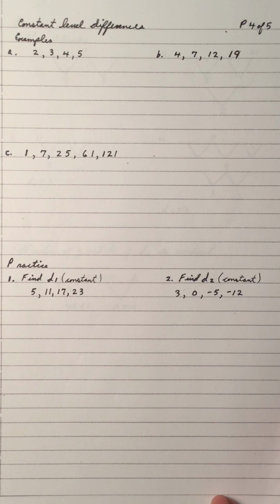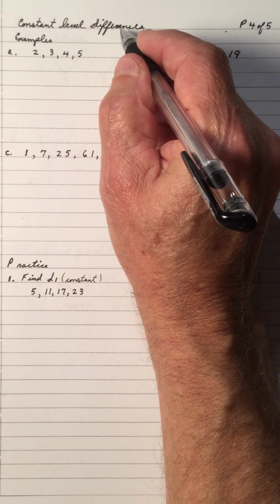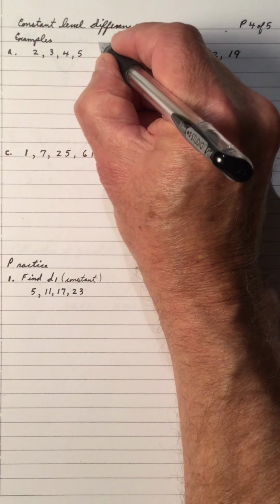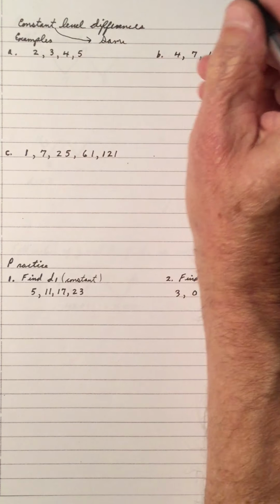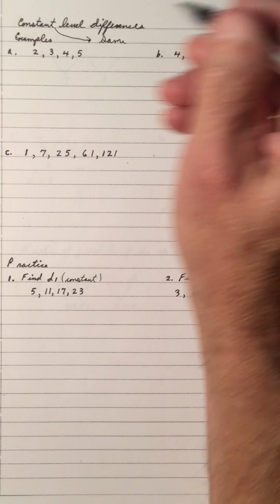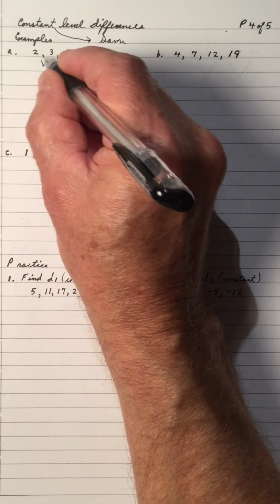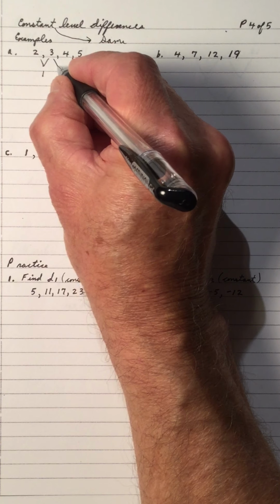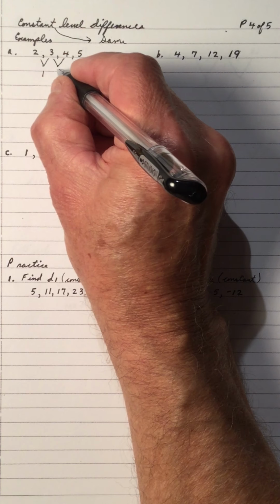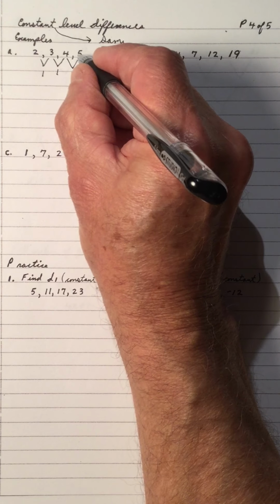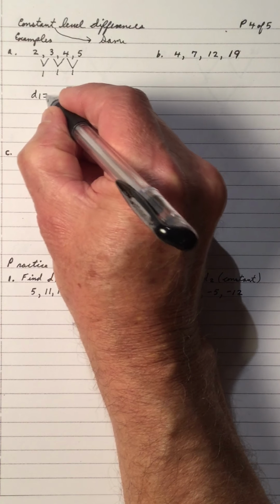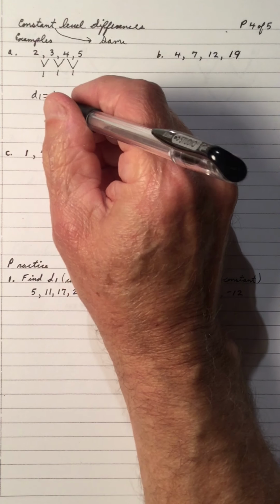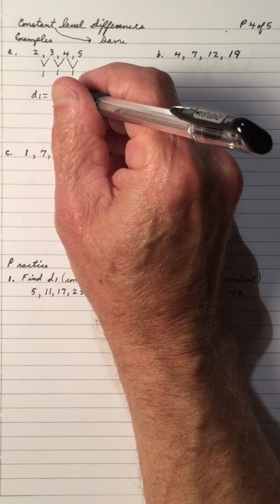Now, sometimes the level differences are constant. We've got constant level differences. Constant means they're the same. Constant level differences means the level difference is the same number. So, let's practice this one. 3 minus 2 is 1. 4 minus 3 is 1. 5 minus 4 is 1. So D1 is equal to 1. So D1 is a constant level difference of 1.